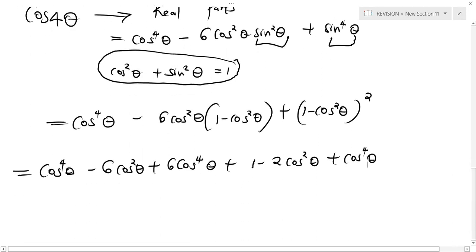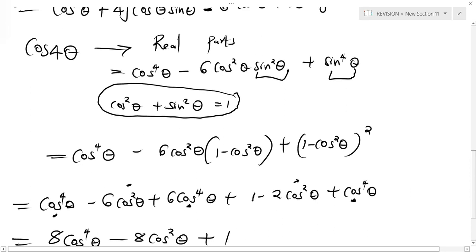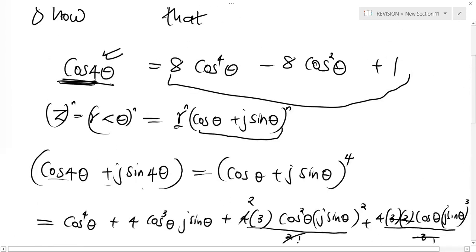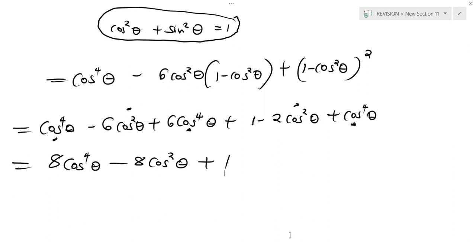Okay, fine. So putting all these values together, I have cos⁴θ, cos⁴θ, and this, so that will be 1 plus 6 plus 1, that will be 8 cos⁴θ. And then for cos²θ, minus 6 minus 2, that will be minus 8 cos²θ. And then what else do we have? We have plus 1. And that is what we were told to show: 8 cos⁴θ minus 8 cos²θ plus 1. That's how we go about that expansion.